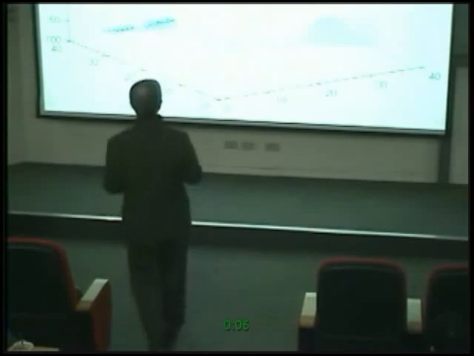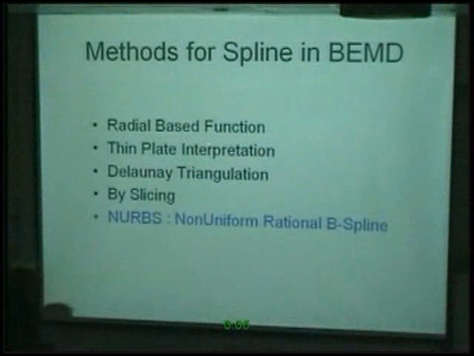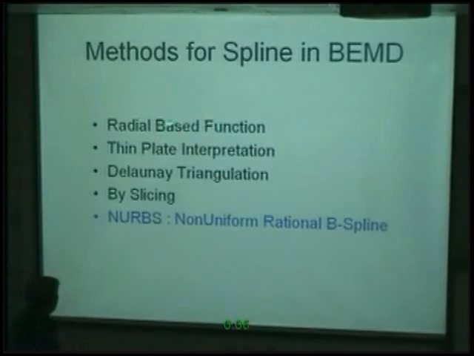So how can we get this two-dimensional spline? There are many methods. The first one is radial basis function. The second one is thin plate. The radial basis function I will go through later. The thin plate is where you assume that you have a piece of cloth. You throw this piece of cloth to cover everywhere.